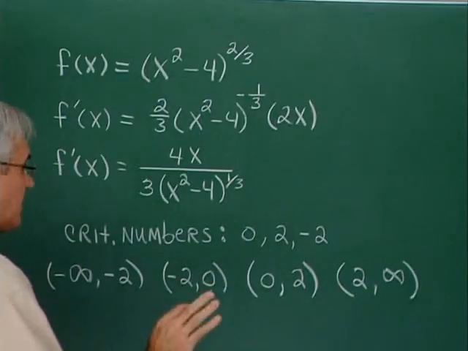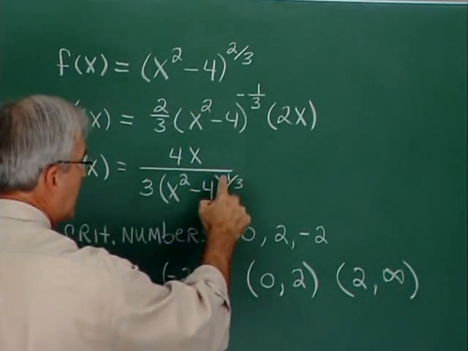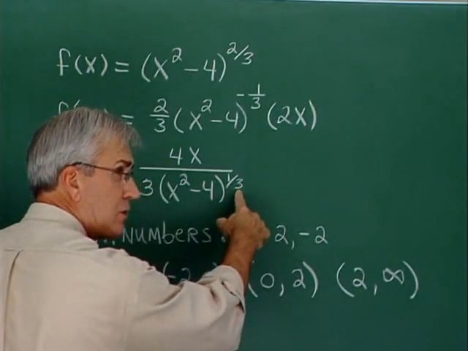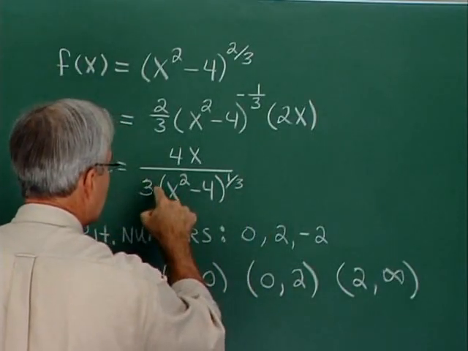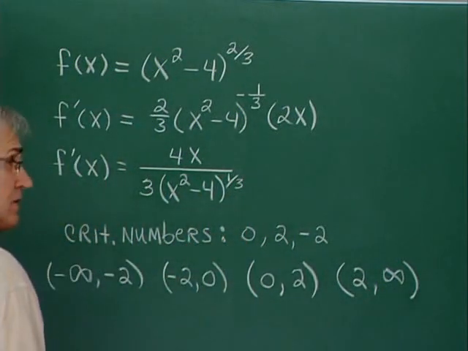Now, by the way, there is another way to write this, and in fact the original problem as well. The 1/3 exponent implies a radical, so we could write this as the cube root of x squared minus 4 if we decide to do that.